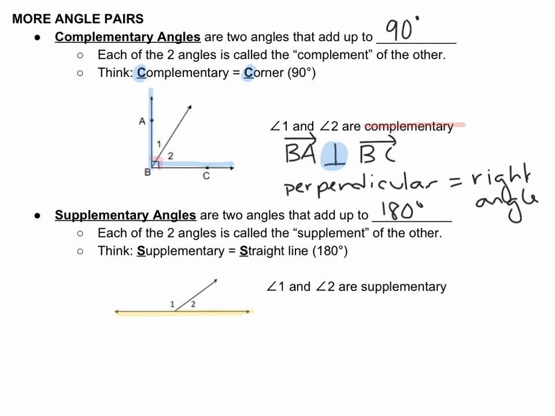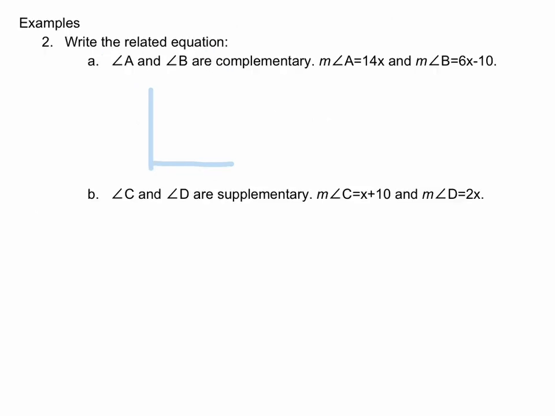A way you can help to remember this is supplementary equals straight line. Both start with an S. A straight line is 180 degrees. Supplementary angles form a straight line.